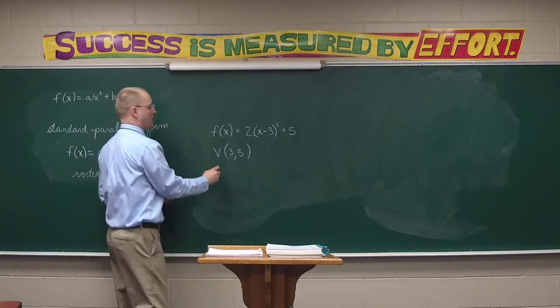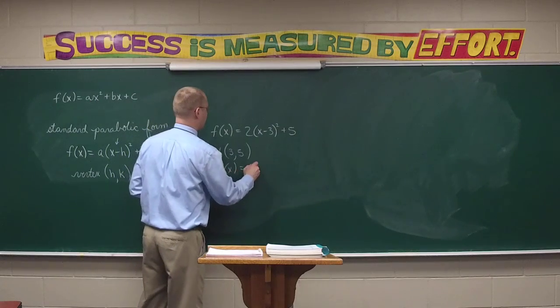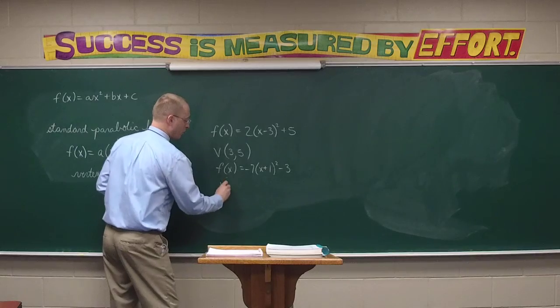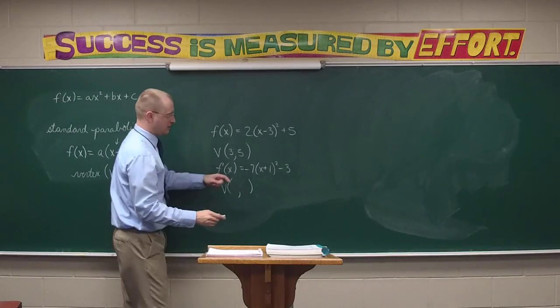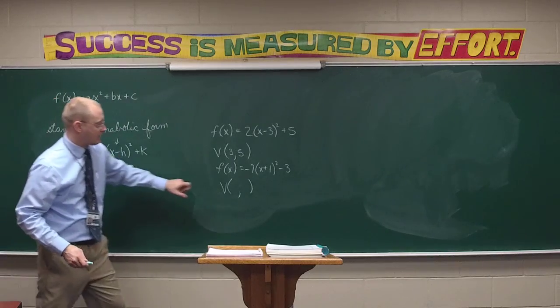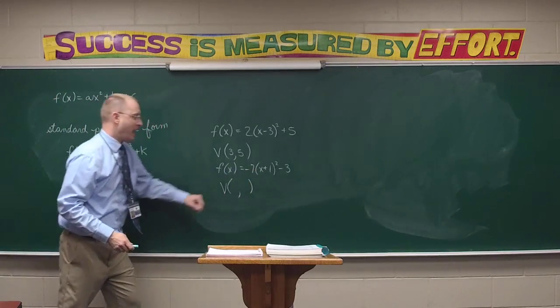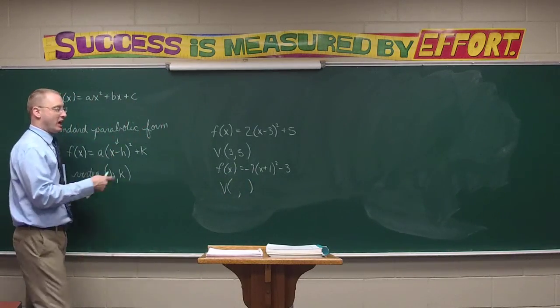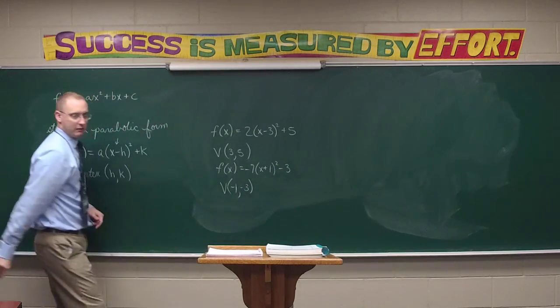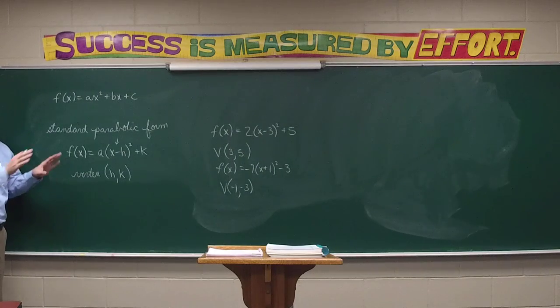Okay, if I gave you the function f of x is negative 7 times x plus 1 squared minus 3. Well, here I can tell that the vertex, remember the form calls for a negative. It says positive 1. That must mean minus a negative 1. And then negative 3. Do you see how to see the vertex in the parabolic form?